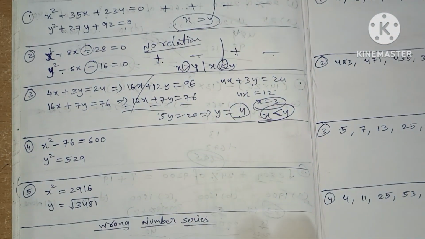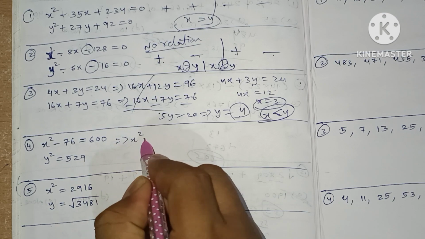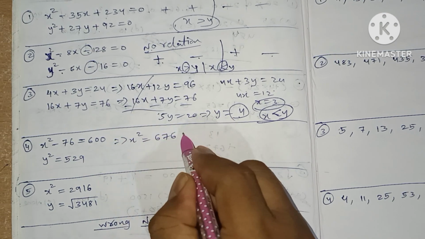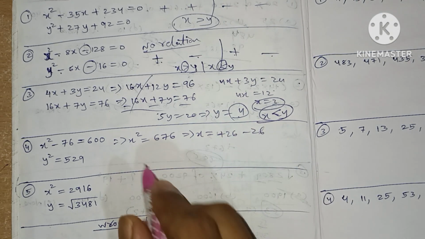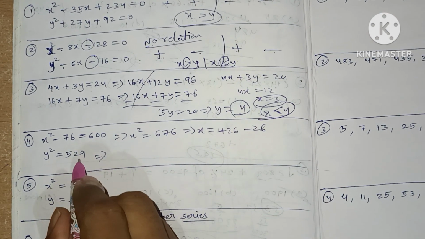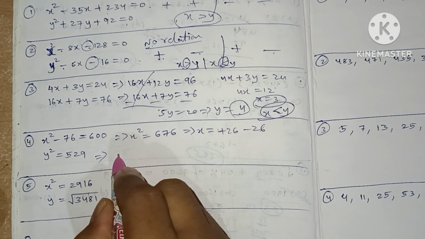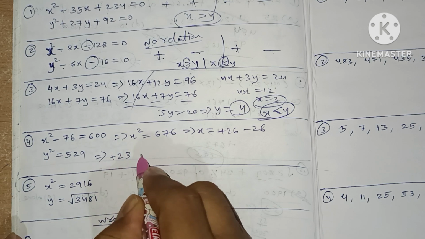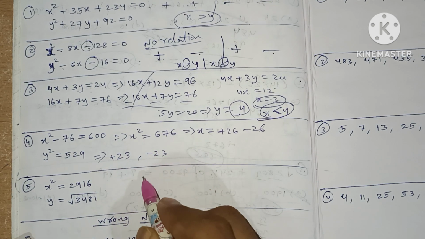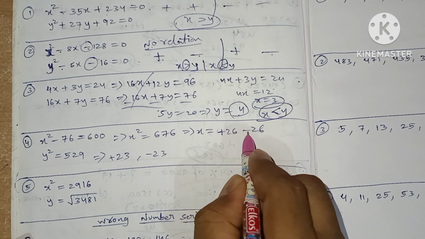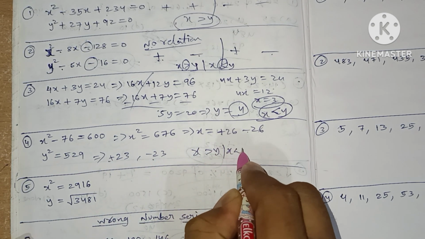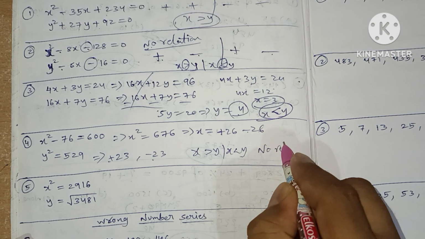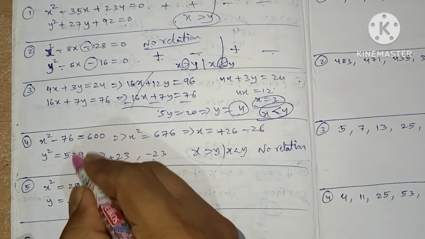Next one, fourth question. Here it is x square equals 676. So x value is plus 26 or minus 26. Here in this case 529, it is 23 square, so plus 23 or minus 23. In both the cases we see plus and minus, so x greater than y and x lesser than y both come here. So no relation can be established between these two equations.